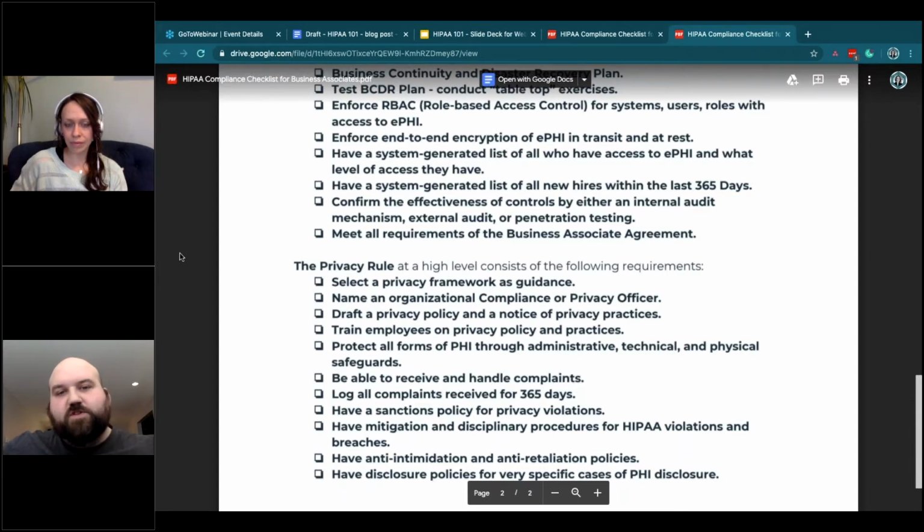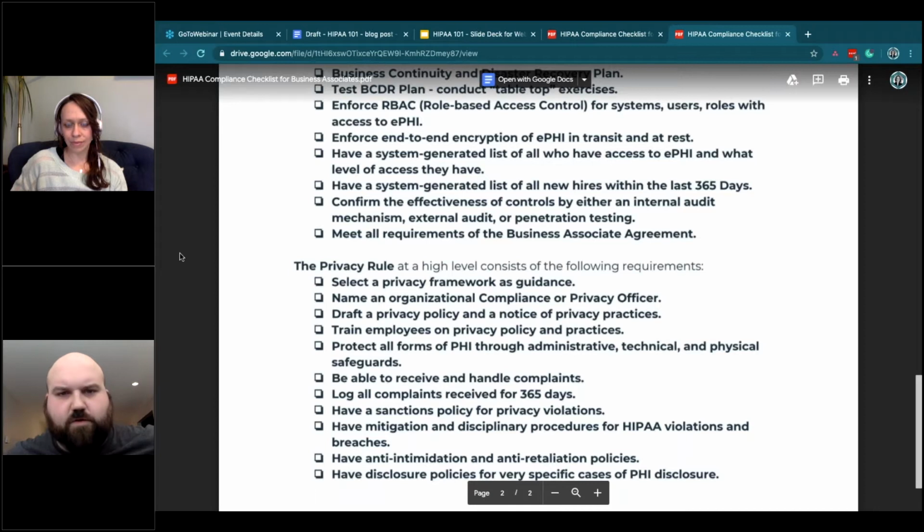And just one point on the security and privacy rules is that as a business associate, you're going to sign a business associate agreement with a covered entity, and they might put specific requirements in that agreement that you have to sign off on and do to maintain the contractual obligations. So these are the things HIPAA says you have to do in the security and privacy rule, but there may also be additional things that are not covered here that are specifically addressed in the contractual agreement.